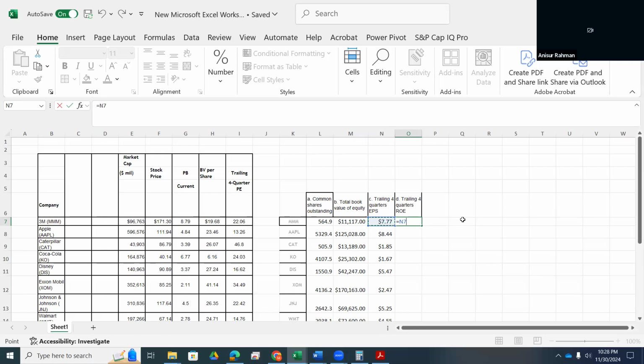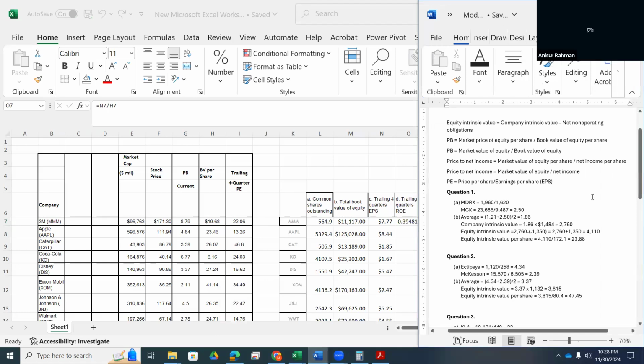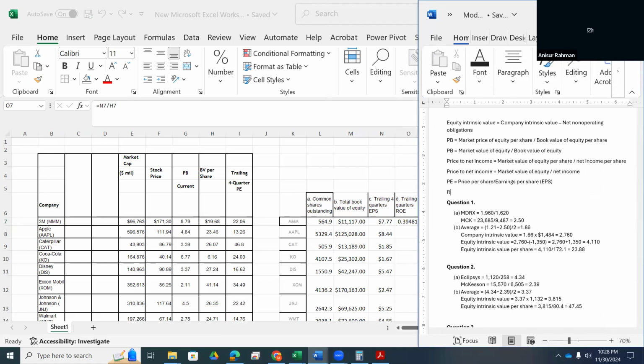And then we have to divide by book value per share. So again, return on equity. Let me write this down here. So your ROE is return on equity, which is your net income divided by book value of equity. So if you know the total net income and total book value of equity, you can calculate it this way.